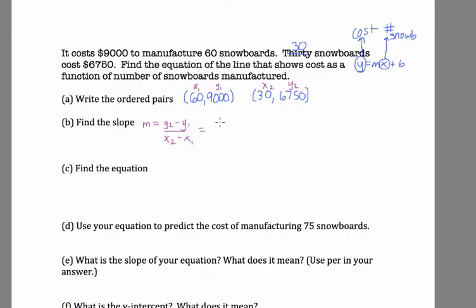Okay, so let's sub in. y2 minus y1 over x2 minus x1. I'll use a calculator. And when I divide those negatives, I get a positive. I get positive 75.